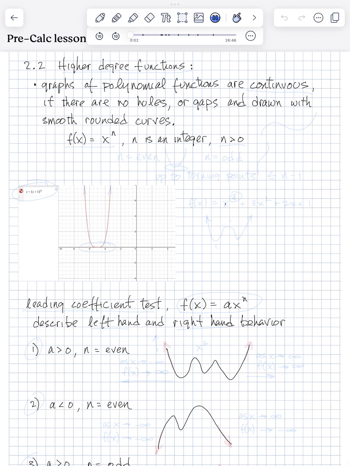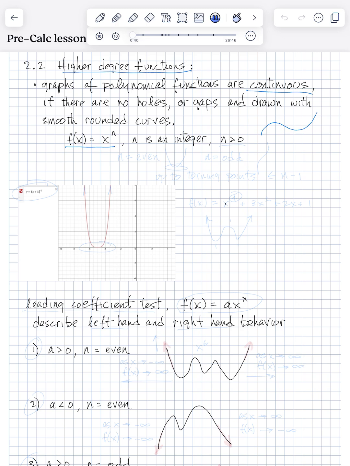2.2, higher degree functions. Graphs of polynomial functions are continuous, which means there are no holes in the curve, no gaps, and it can be drawn with smooth, round curves. You know it's continuous if you can draw the graph and not pick up your pencil from the paper. So let's look at a typical f of x equals x to the n.